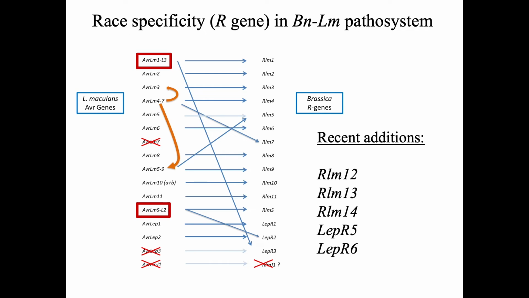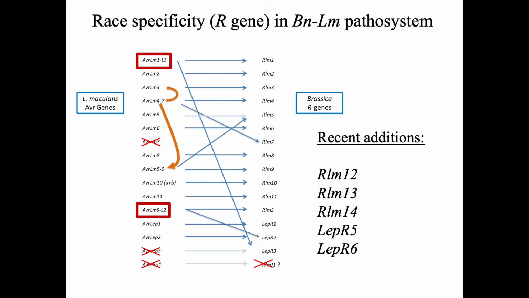And we have examples of epistatic interaction: AVR-LM7 suppressing the recognition of AVR-LM3, and now also suppressing the recognition of AVR-LM5. So these are all deviations from the typical gene-for-gene model.